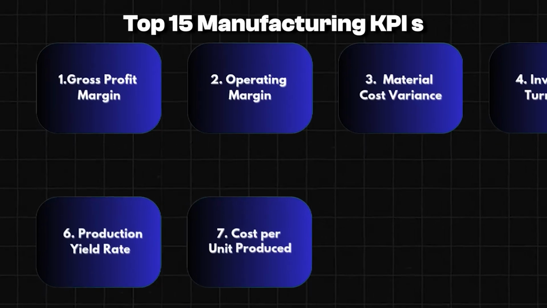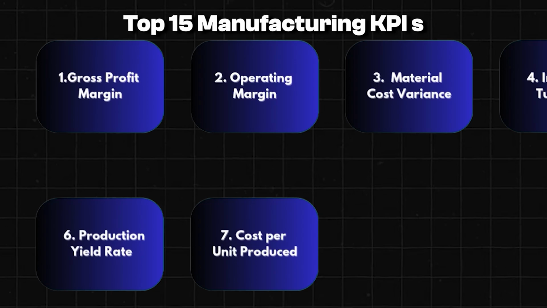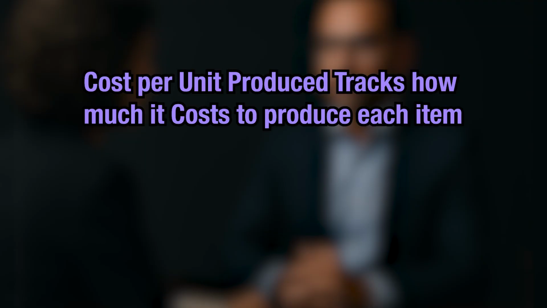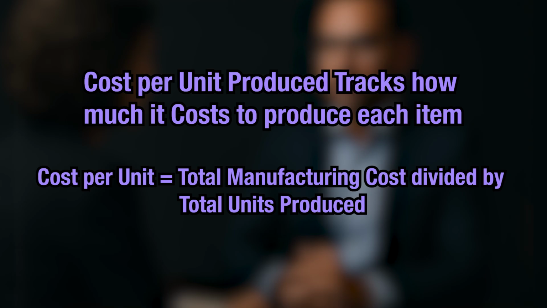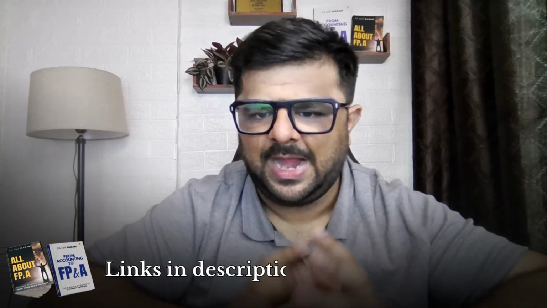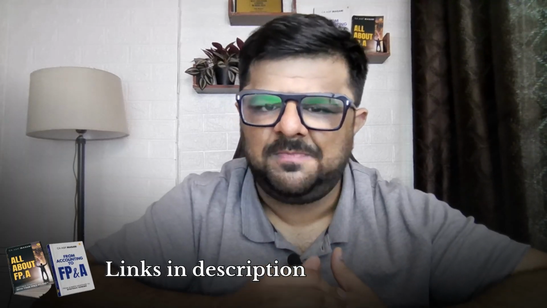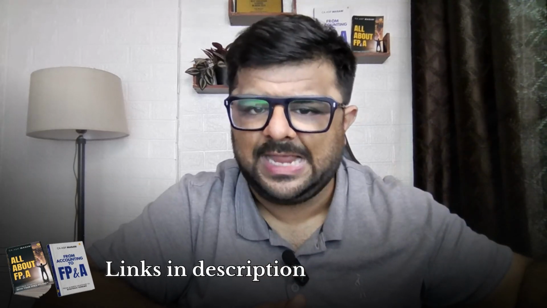Our manufacturing KPI number seven is cost per unit produced. This tracks how much it costs to produce each item. It is calculated as the total manufacturing cost divided by the total units produced. This helps FP&A teams and operations identify the cost drivers and benchmark across the different lines or plants. Costs are important, but so is delivery. Now, let us measure the reliability next.